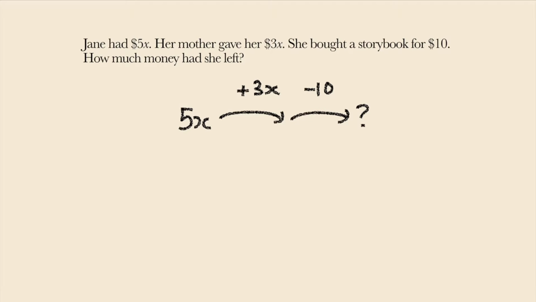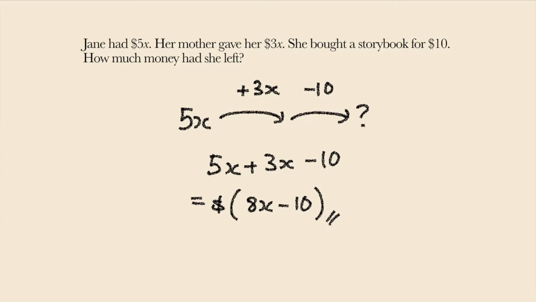Notice that this is not an unknown. Question, how much money had she left? So the expression would be 5x plus 3x minus 10. So the like terms here are 5x and 3x. Combine them, you get 8x minus 10. By the way, this is called giving your answer in terms of x. That's a fancy way of basically saying your answer contains an unknown, x.